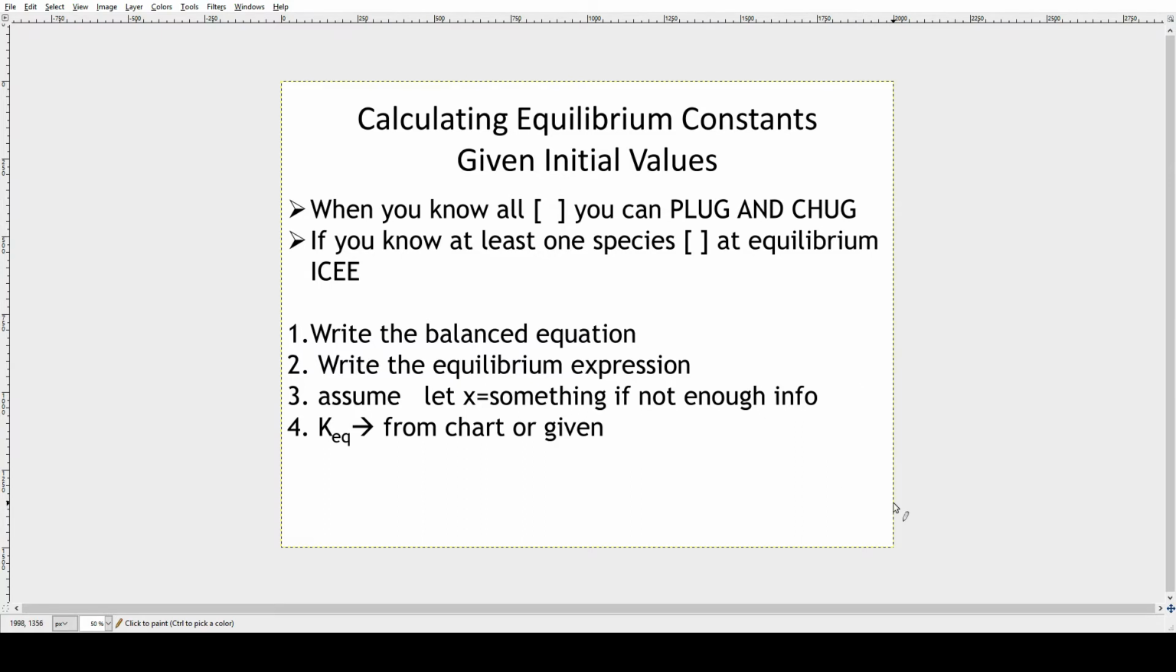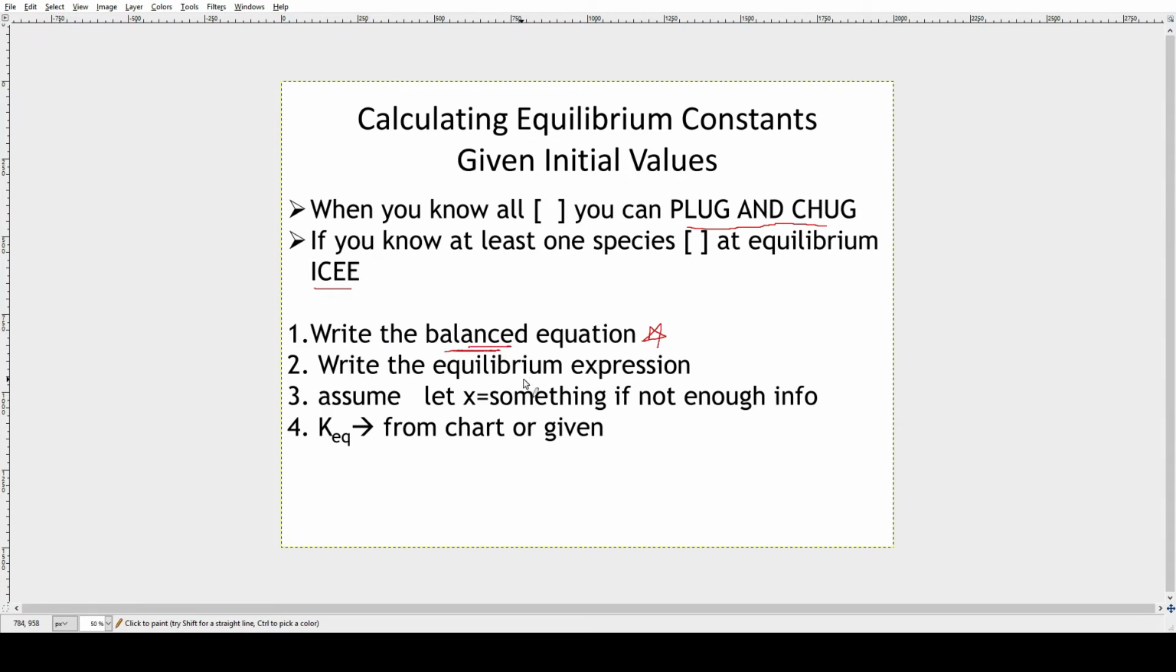Today we are going to be practicing calculating equilibrium constants and different concentrations using ice charts. Now, you do not always have to use ice charts. When you know all of the different concentrations, then you can just plug and chug. And if you know at least one species at equilibrium, just one concentration, then you're going to use an ice chart. So you're going to always make sure that you have a balanced equation. It needs to be balanced.